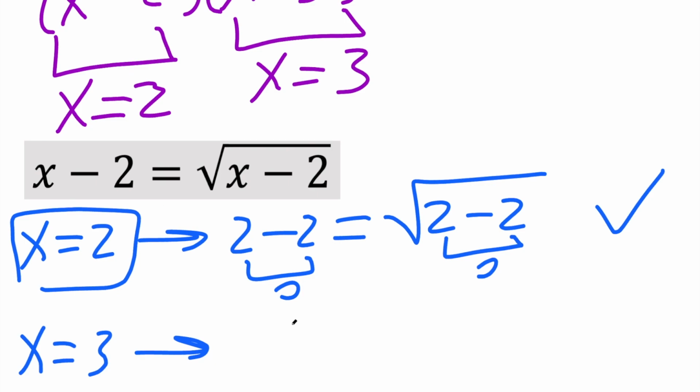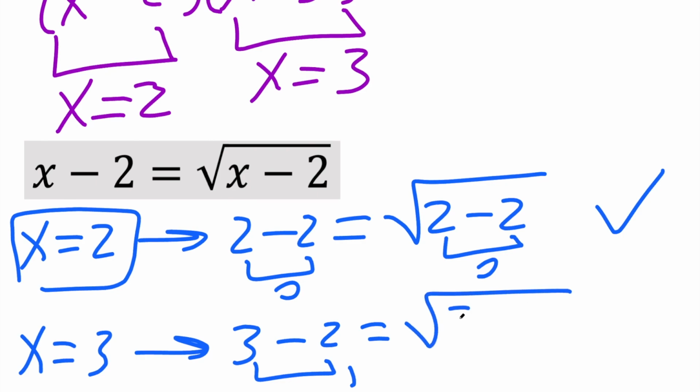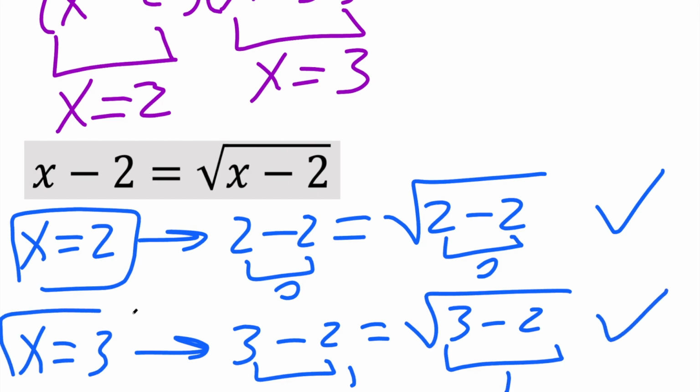We'll plug it in. 3 minus 2 is 1, is equal to the square root of 3 minus 2. 3 minus 2 is 1. The square root of 1 is also 1. So this is also a correct answer. So in this case, both answers are true, no extraneous solutions. And that's pretty much it to solve square root equations step by step.